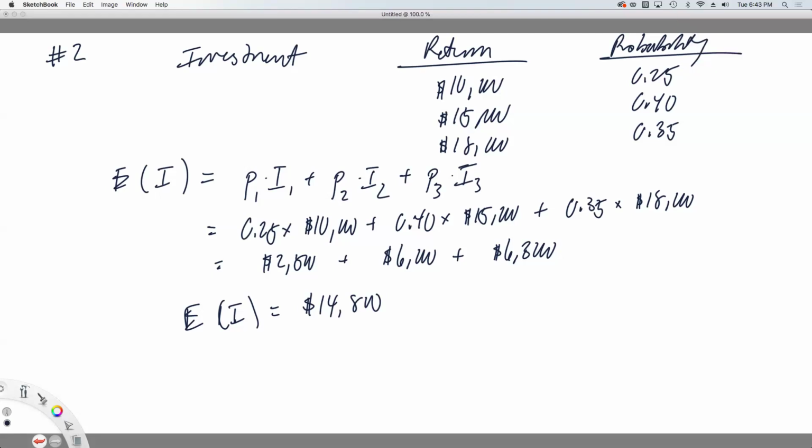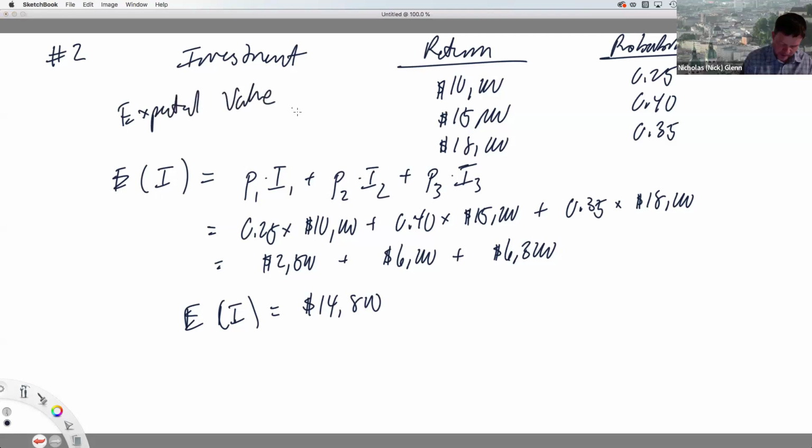Professor, what's the name of this formula again? Excuse me? What's the name of this formula again? Oh, it's expected value. So you're using it to find the expected value of an investment here. Okay, thanks. It's called the expected value.